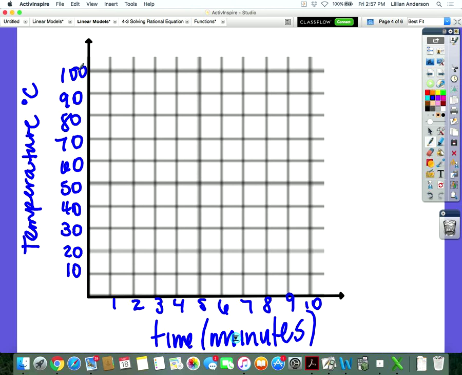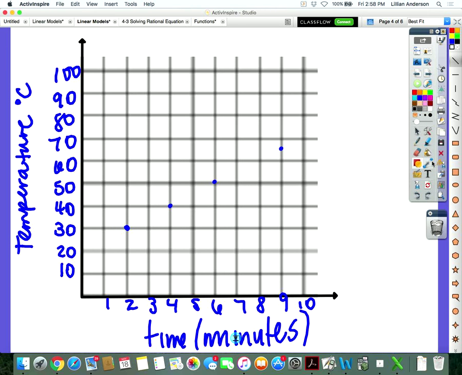So at least in this way, probably a little over 6% we use on our graph. Let's plot our points. We have 2 and 30, 4 and 40, 6 and 50, 9 and 65, which is like halfway. We want to draw our line to connect them.